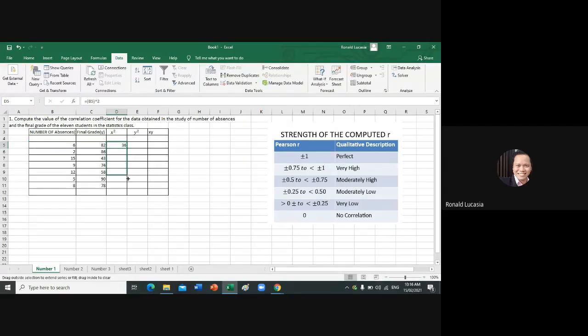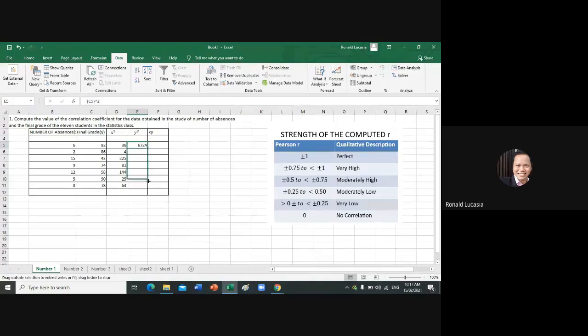There you have it. And then for the y squared, that's equal, and then click the first data for y. I forgot to put parenthesis. And this is the square. And then enter. All you have to do is to drag. Make sure you have this plus sign.